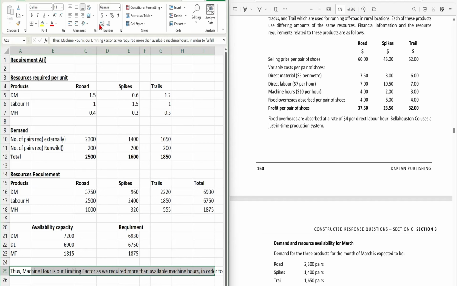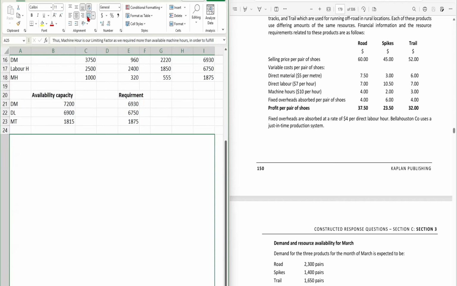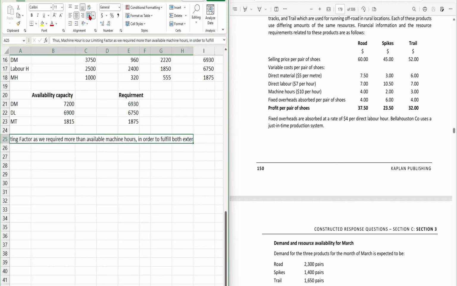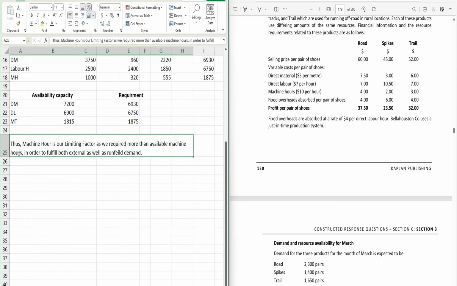Okay, merge the center. Yes, now I think it's visible.